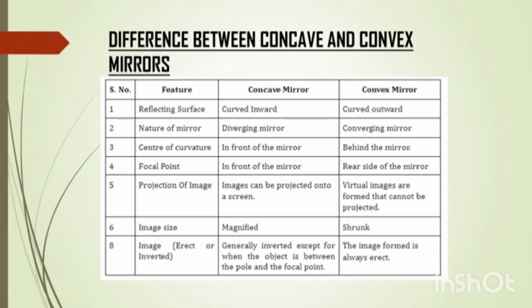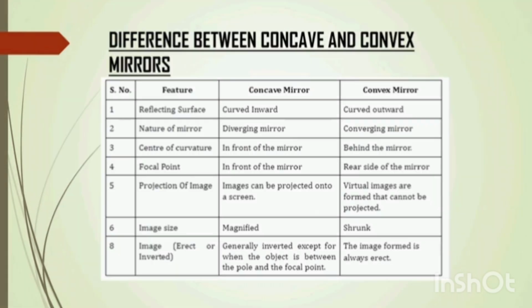Let us see the differences between concave and convex mirrors. In a concave mirror, the reflecting surface is curved inward, whereas in a convex mirror, the reflecting surface is curved outward. The nature of the mirror is converging for a concave mirror and diverging for a convex mirror. The center of curvature will be in front of the mirror for the concave mirror, and behind the mirror for the convex mirror. The focal point will be in front of the mirror for the concave mirror, whereas the focal point for the convex mirror will be behind the mirror.